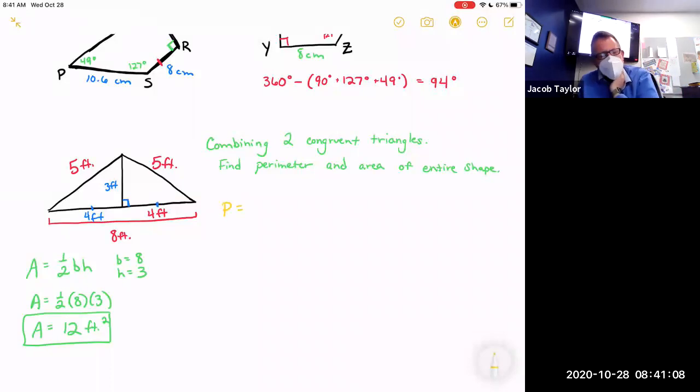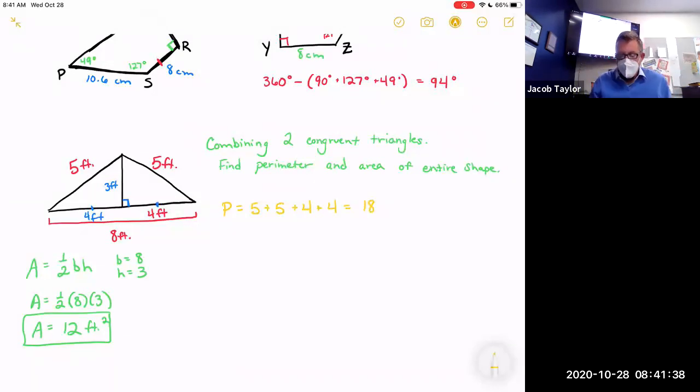So how do I find the perimeter? Add all the sides together, which would be 5 plus 5 plus 4 plus 4, or plus 8 if you're nasty, which would be 18. 21? That's not the perimeter. We don't add the 3, because 3 is inside. Perimeter is the outside.